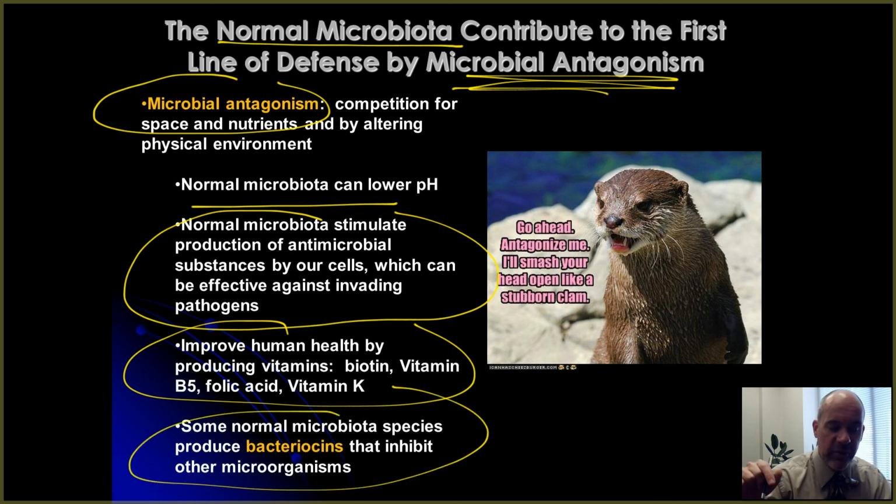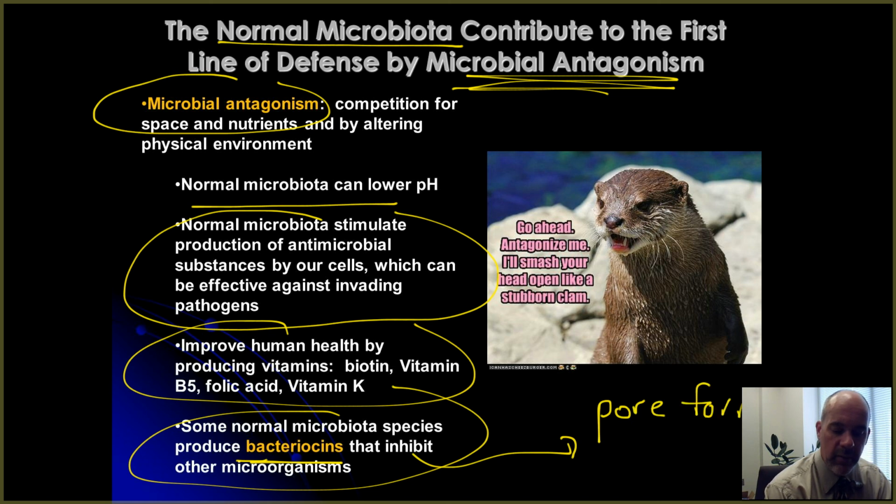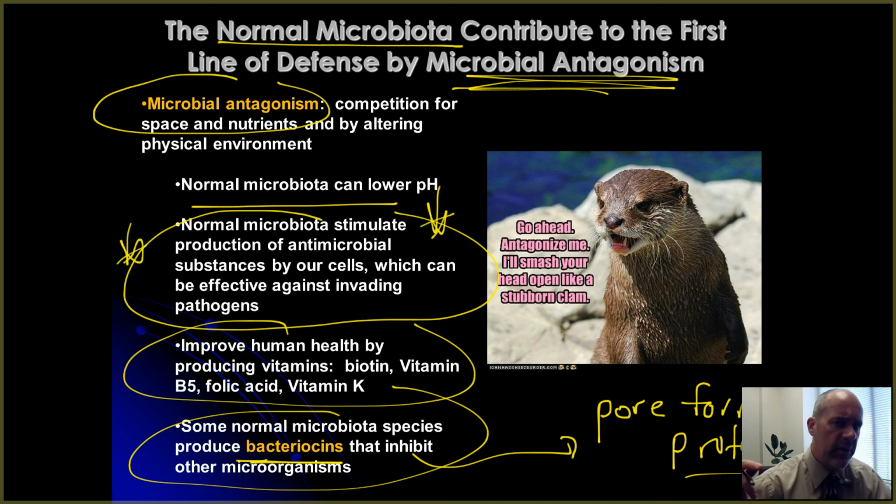And these antimicrobial substances that I was talking about that some of our normal microbes make, many of those are called bacteriocins, and those are hole-punching proteins. Those are pore-forming proteins. They attach to the membranes of other microbes and poke holes in them. Some of our normal microbes are also thought to help stimulate the production of our own antimicrobial peptides that poke holes in the membranes of other microorganisms. So that's kind of a recurring theme that we hear about over and over again.